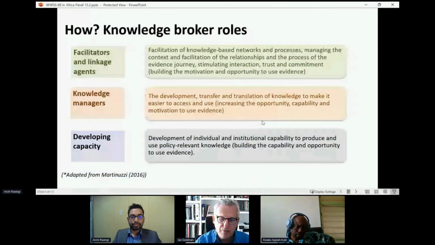And in terms of knowledge broker roles, I presented yesterday that there are three core roles. One is being a facilitator and linkage agent, managing the context and facilitation of networks, relationships, the process of the evidence journey, stimulating interaction, trust, and commitment. There's a knowledge management role, which we're more familiar with, the development, transfer, and translation of knowledge. And there's a developing capacity role, developing both institutional and individual capacity to produce and use policy relevant knowledge.